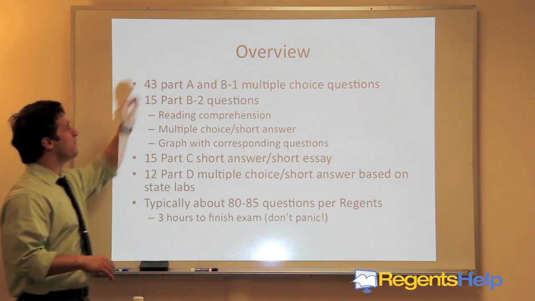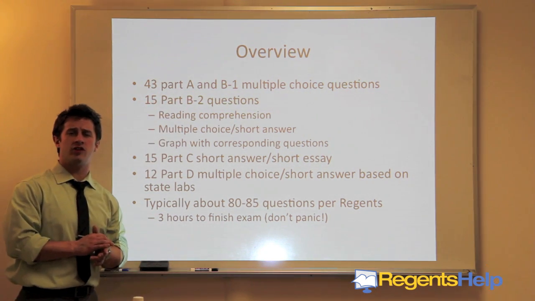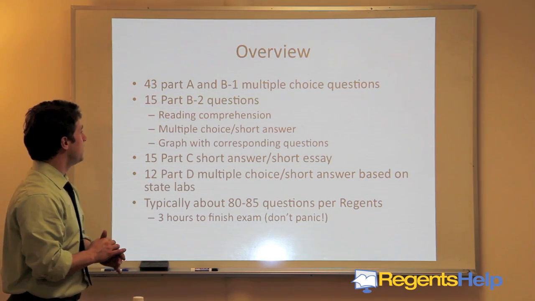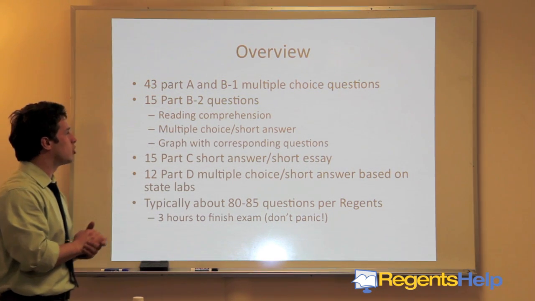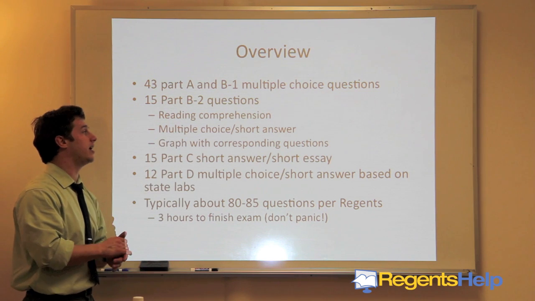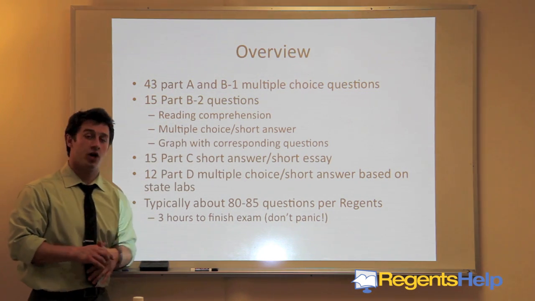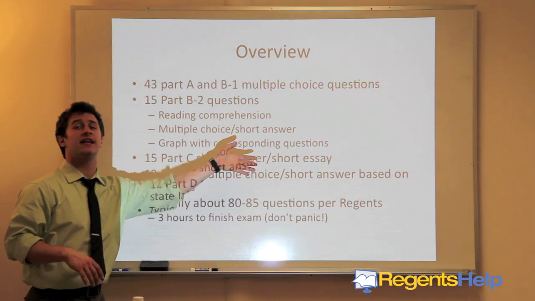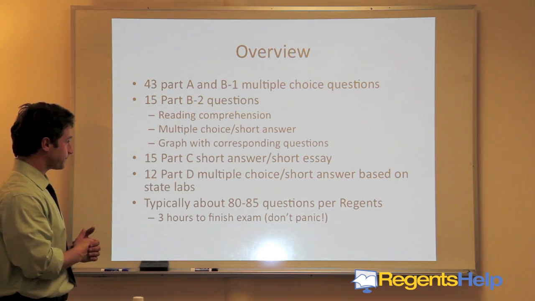Parts A and B1 have 43 shorter multiple choice questions. Okay, they might be much shorter blurbs or maybe a small picture. There's also 15 Part B2 questions, which could include reading comprehension, multiple choice and short answer, or graphs where you have to make a graph using data and then answer questions interpreting that data.